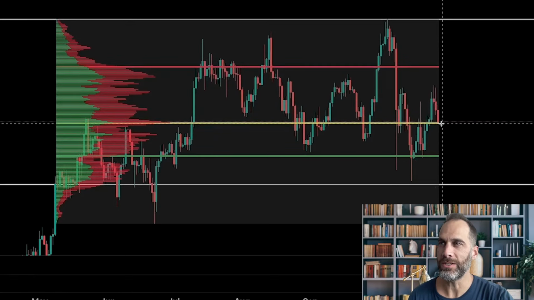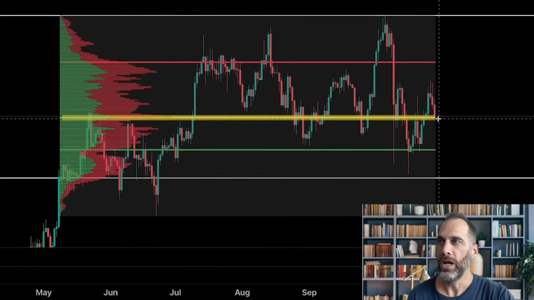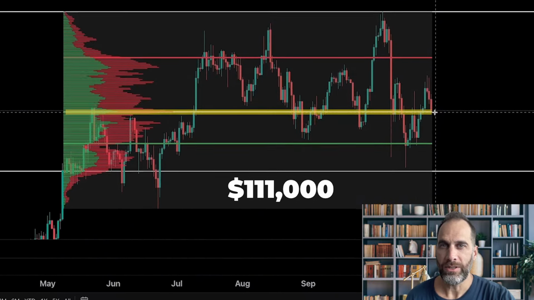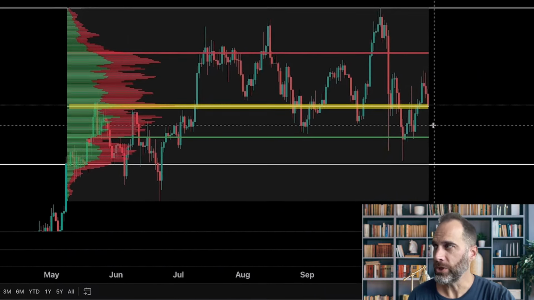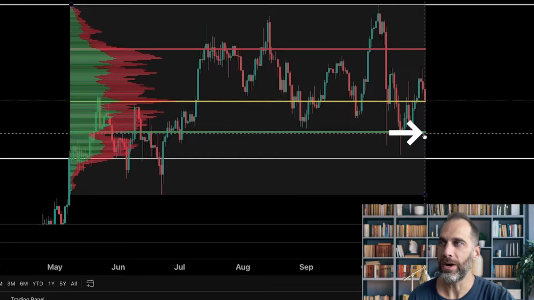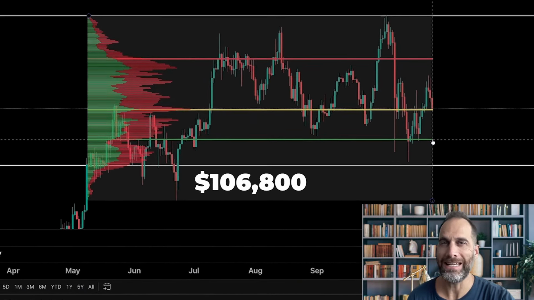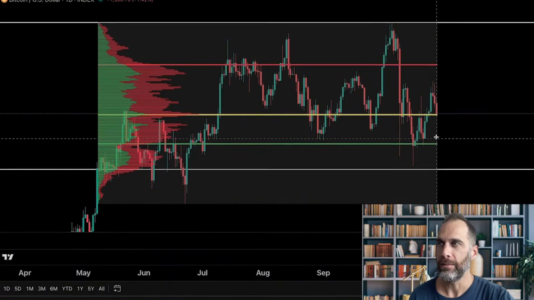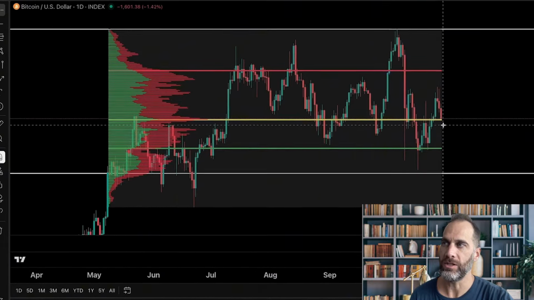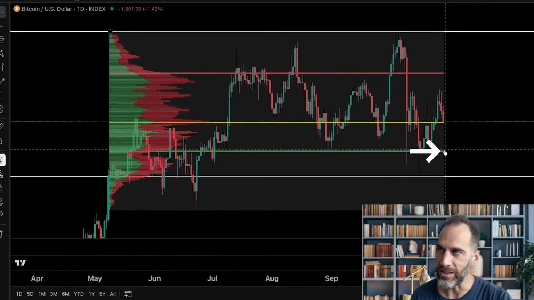If price doesn't hold this level here, right around 111,000, the odds are it will go down to the value area low, which is the green line, right around 106.8K per Bitcoin, because that would be the range. If you lose this level, you go to this level.